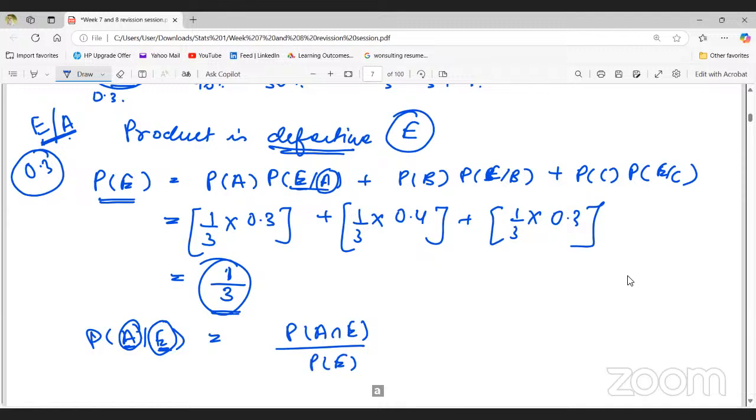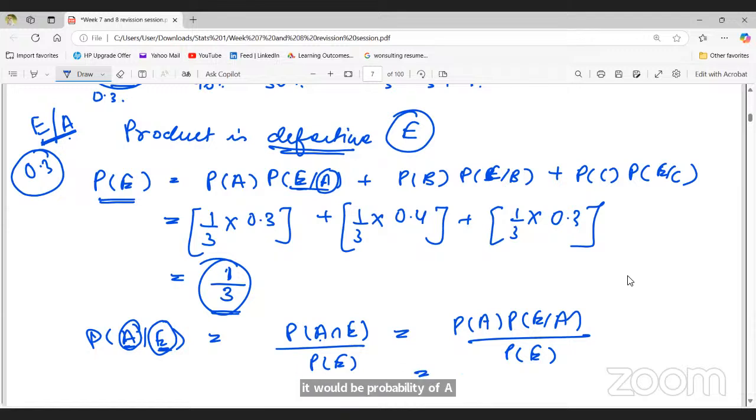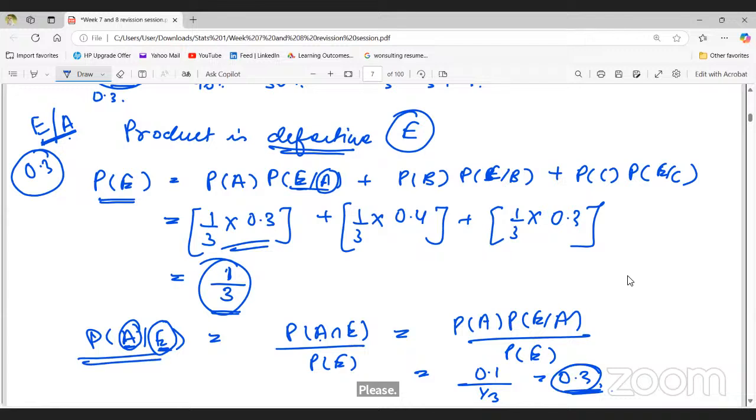Correct? Yes, ma'am. So this will be probability of E given A into probability of A, upon probability of E. Correct? Yes, ma'am. So just putting in this formula, this value, it would be 0.1 upon 1 by 3, which would be 0.3. Got it? So this way we can use the Bayes rule. This is the law of total probability.